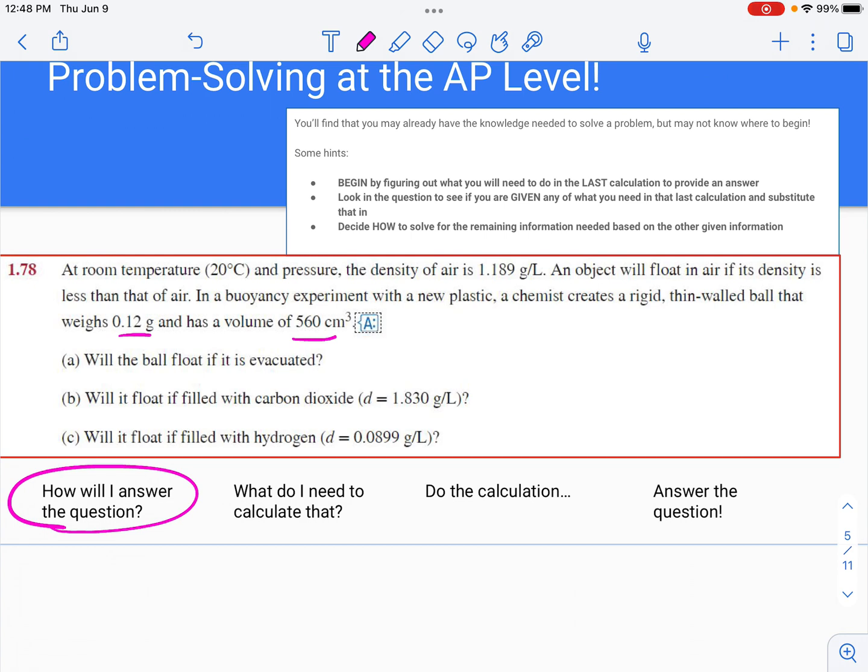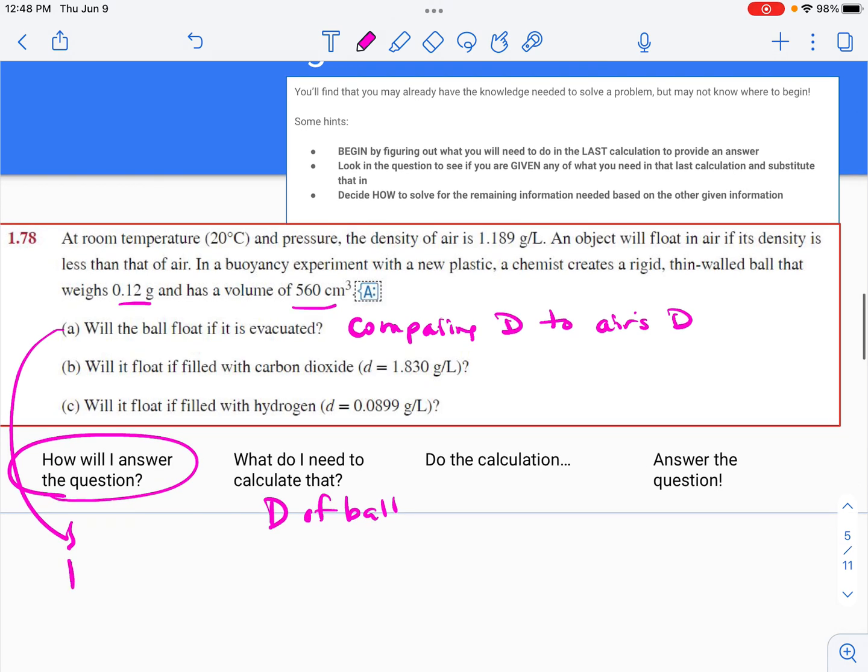So in order to do this, I need to decide by comparing the density to air's density, right? So this means that I need to calculate the density of just the ball, the empty ball, okay? And so only in part A, we're going to look at the density of just the ball, and then we'll compare. So density of the ball would equal the mass of the ball over the volume of the ball. And since it's thin-walled, its inside volume and its outside volume are the same.